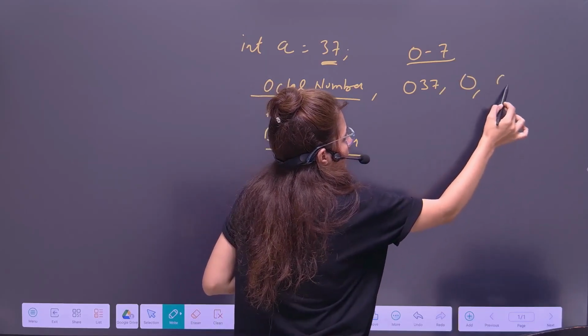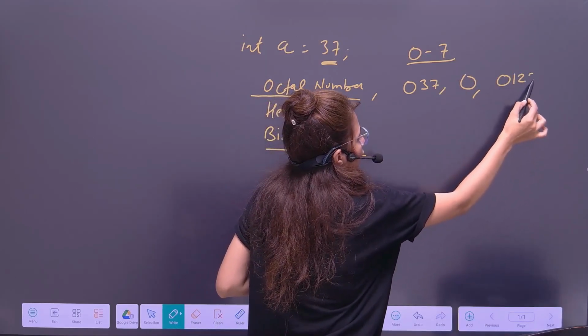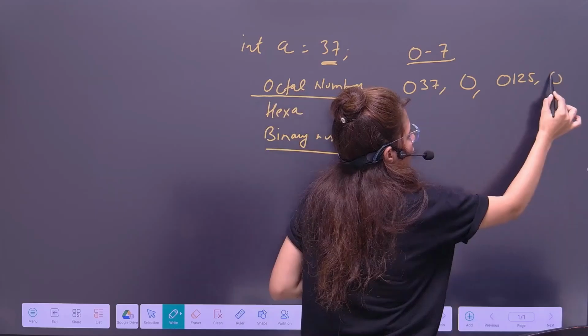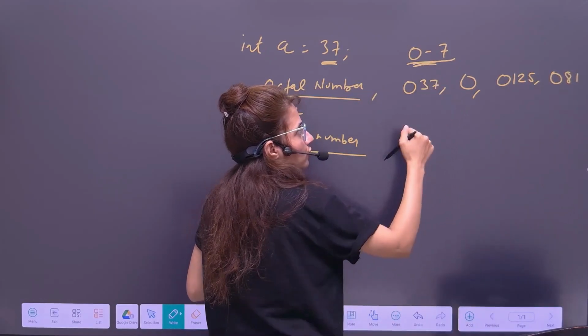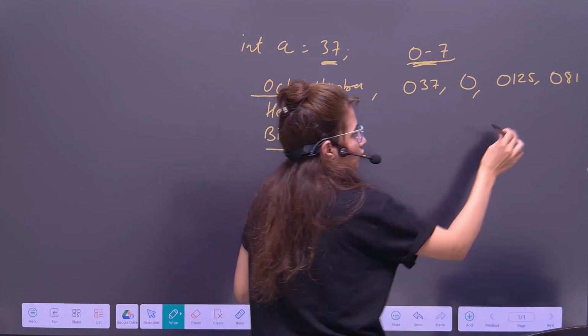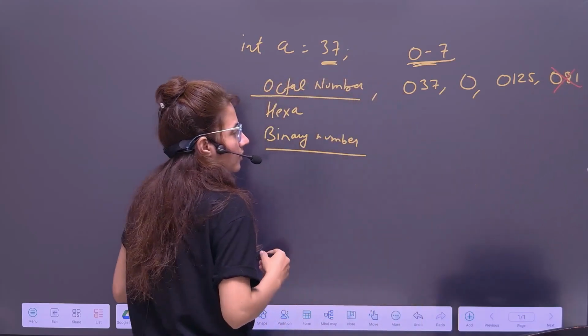0 is correct. 0 1 2 5 is correct. But if you write 0 8 1, this is not correct because 8 we cannot use. From 0 to 7 we can use. So this is an invalid octal number.